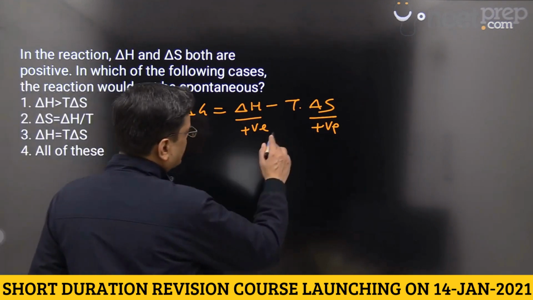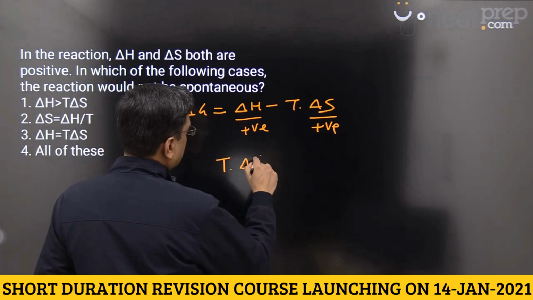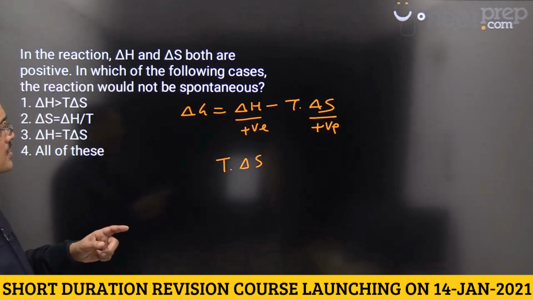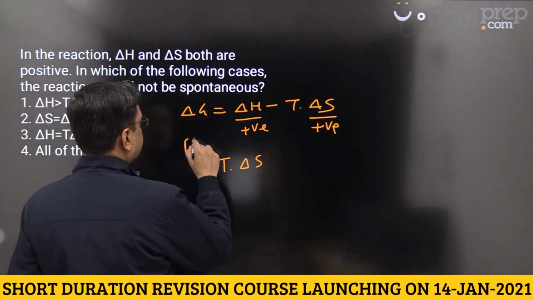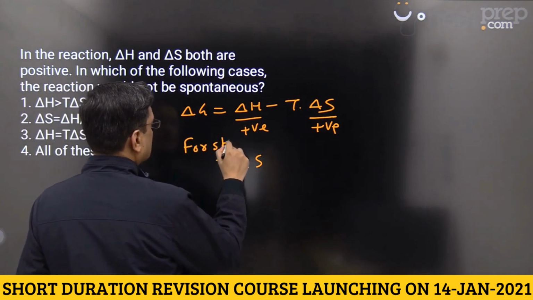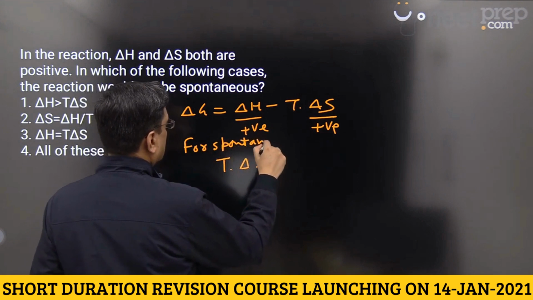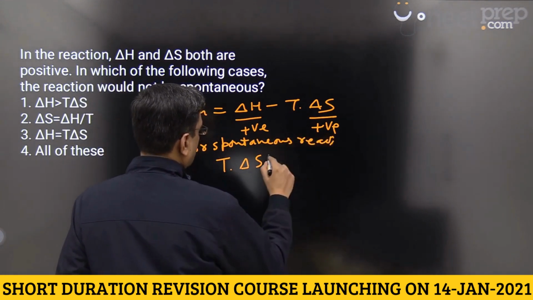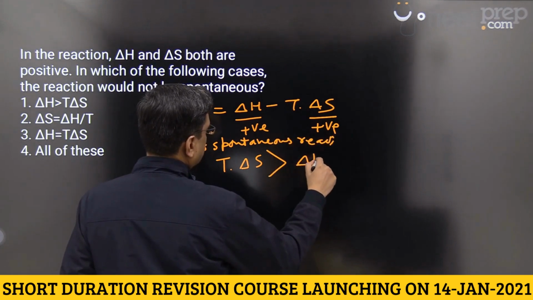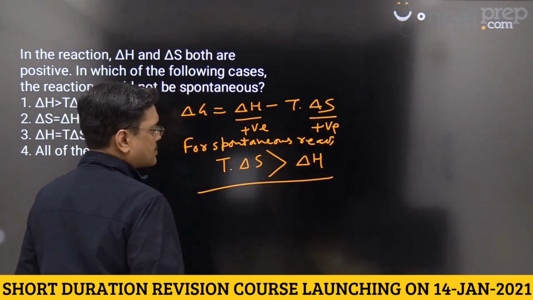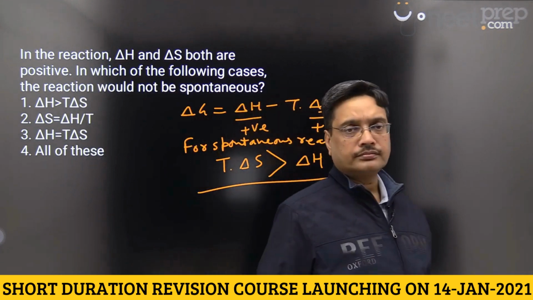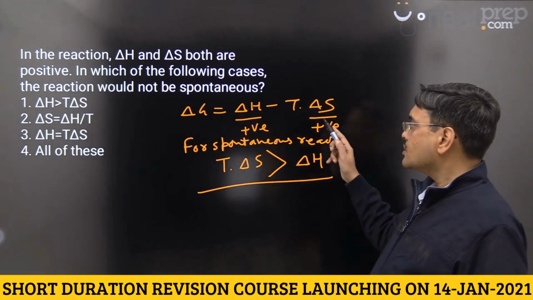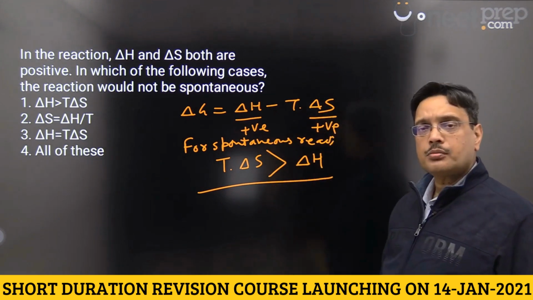So for a spontaneous reaction, we want the sign of ΔG to be negative. The requirement is that TΔS must be greater than ΔH. Then the sign of ΔG would be negative.